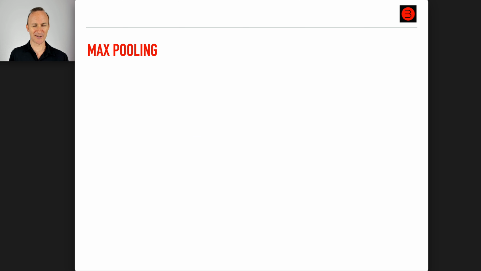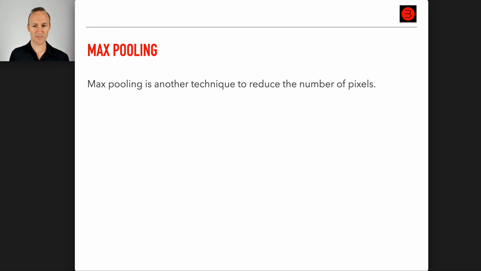Now let's look at something different called max pooling. What is this? Max pooling is another technique to reduce the number of pixels. Why are we always trying to reduce the number of pixels? Because the parameters can get just outrageously big with building convolutional neural networks, and we want to keep them manageable so that building the machine learning models doesn't take too long.